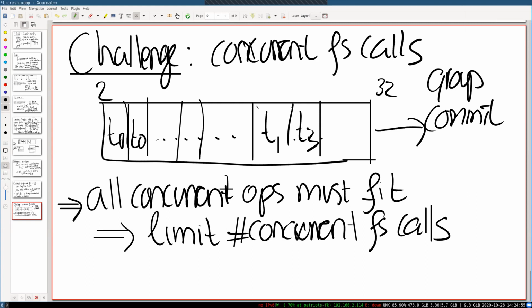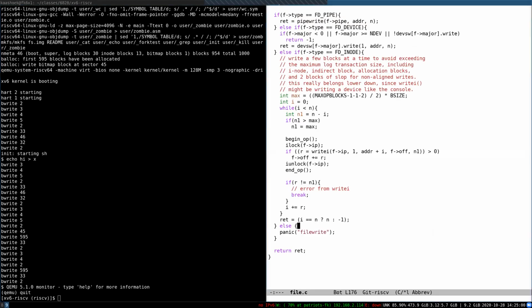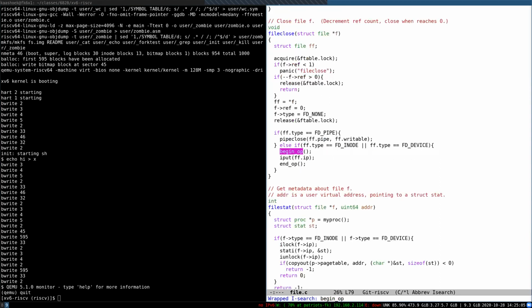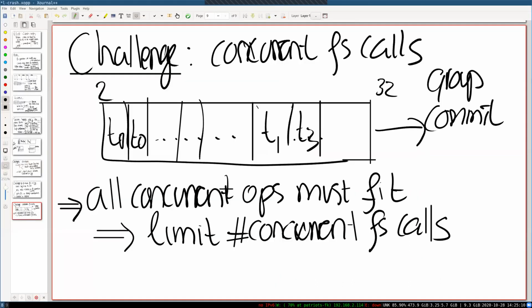And we can see that, if we go to... A quick question. Yeah. Is grouping the commits necessary? Like, could you, say if one system call finishes first, just commit its transaction and then commit the other ones later, or is it a necessary property?